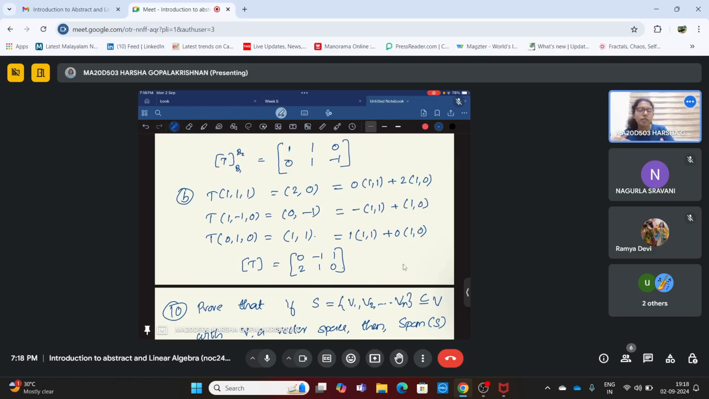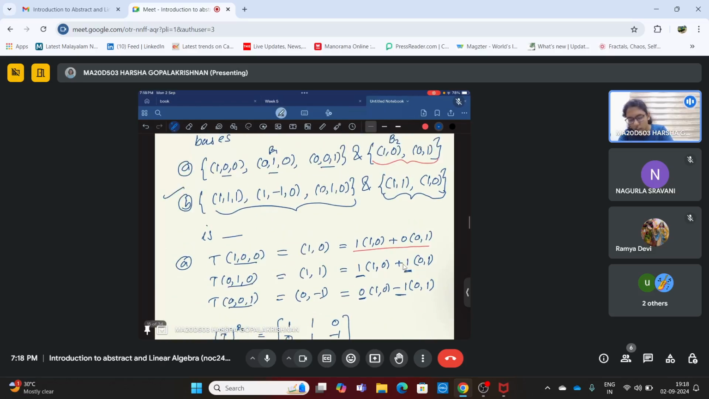Okay. So when we usually write a linear transformation in matrix form, usually it will be the standard ordered basis. So this is the standard ordered basis for R^n. So usually we will write this when we are doing some kind of exercise.